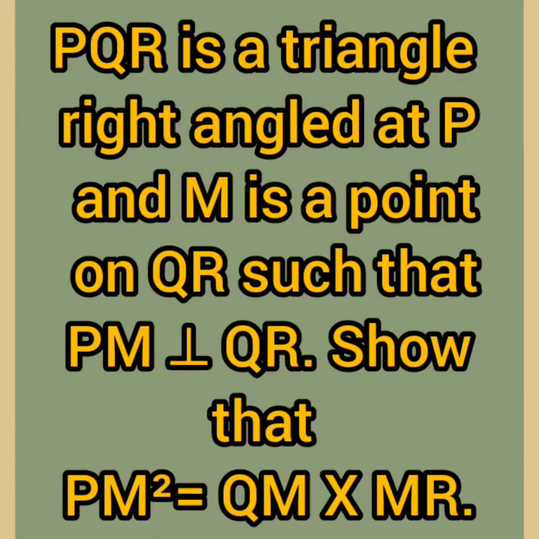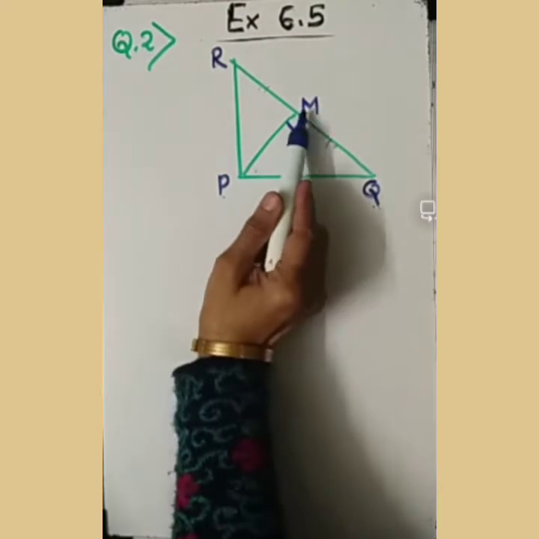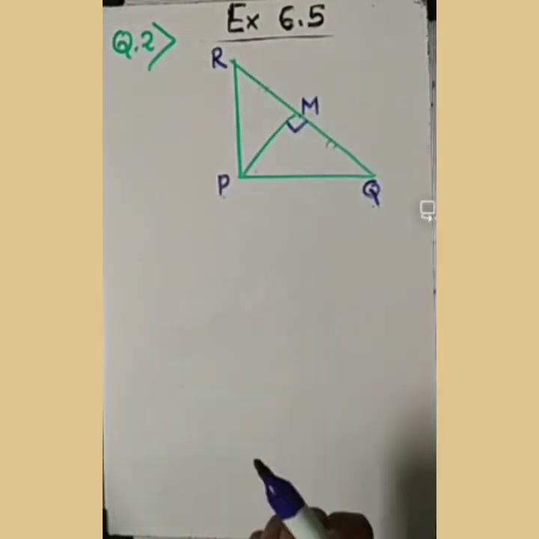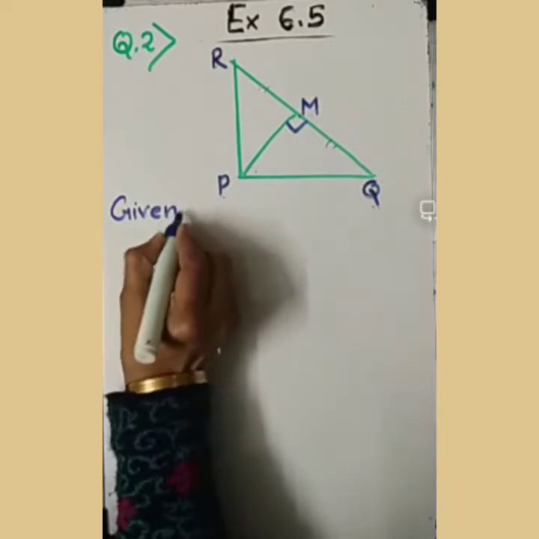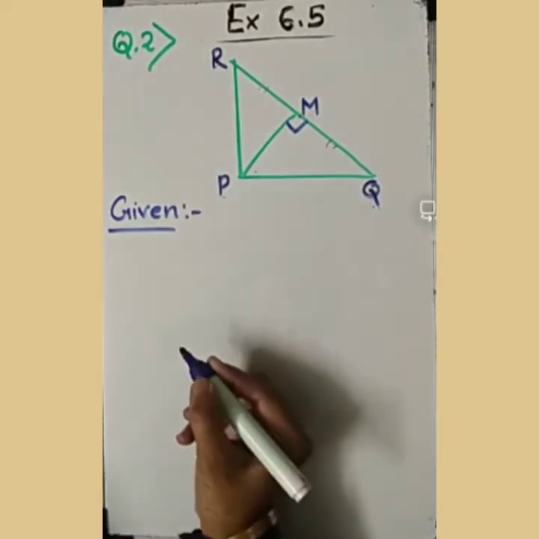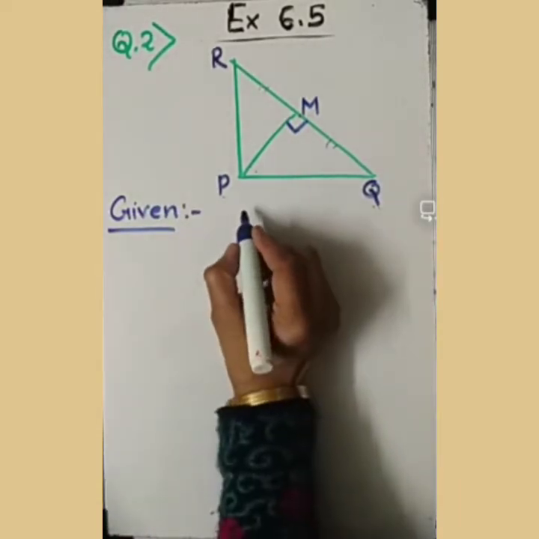Here, since M is the midpoint, these two sides are similar. And PM is perpendicular to QR. Clear to you? We have to prove that PM square equal to QM into MR. This we need to prove. So first of all, let's note down what we are given. Just see, we are given PQR is a right angle triangle.